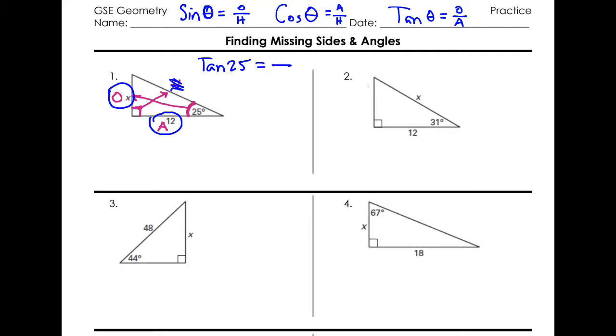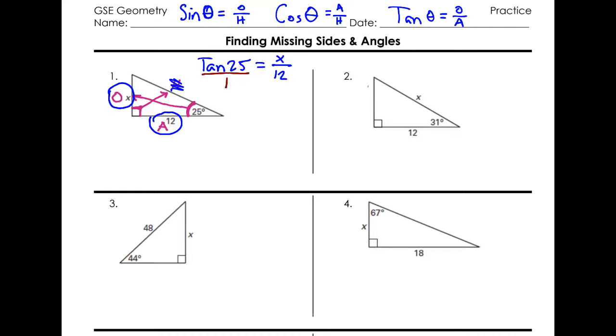So we're going to go ahead and put X on top, and then on our adjacent side, our A is 12. So we're going to put 12 on the bottom. So now what we're going to do is set up to cross multiply. Remember, to cross multiply, you basically want two fractions. So we want to make this side a fraction by putting a 1 under it. You can always make something a fraction by putting 1 under it. So now we're going to cross multiply.